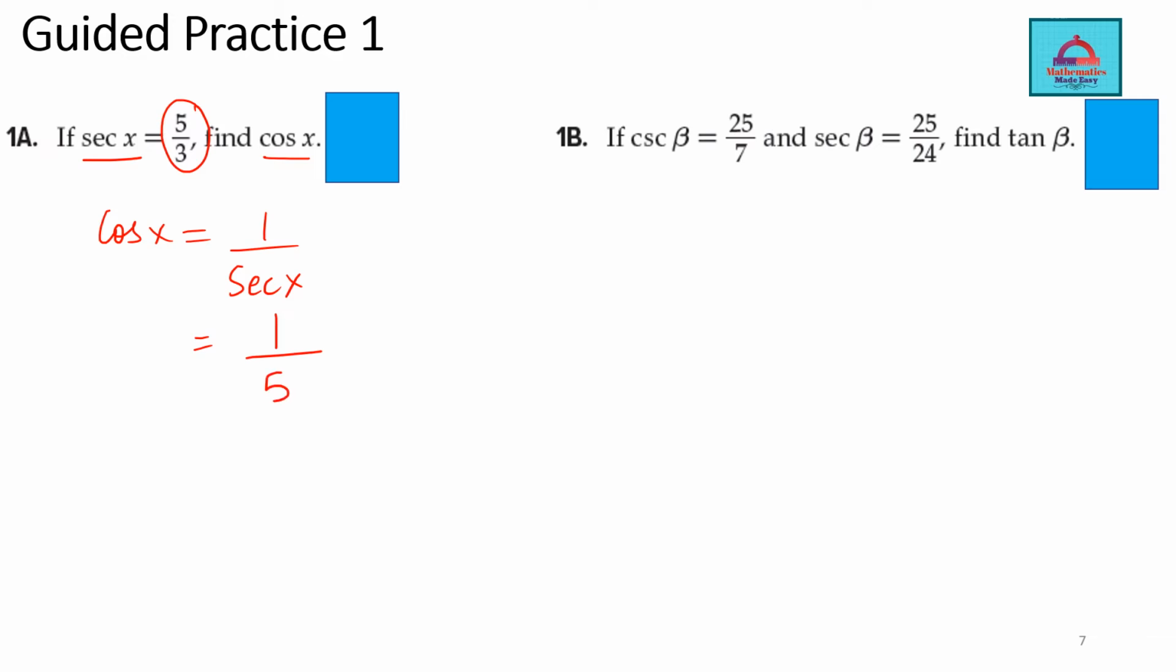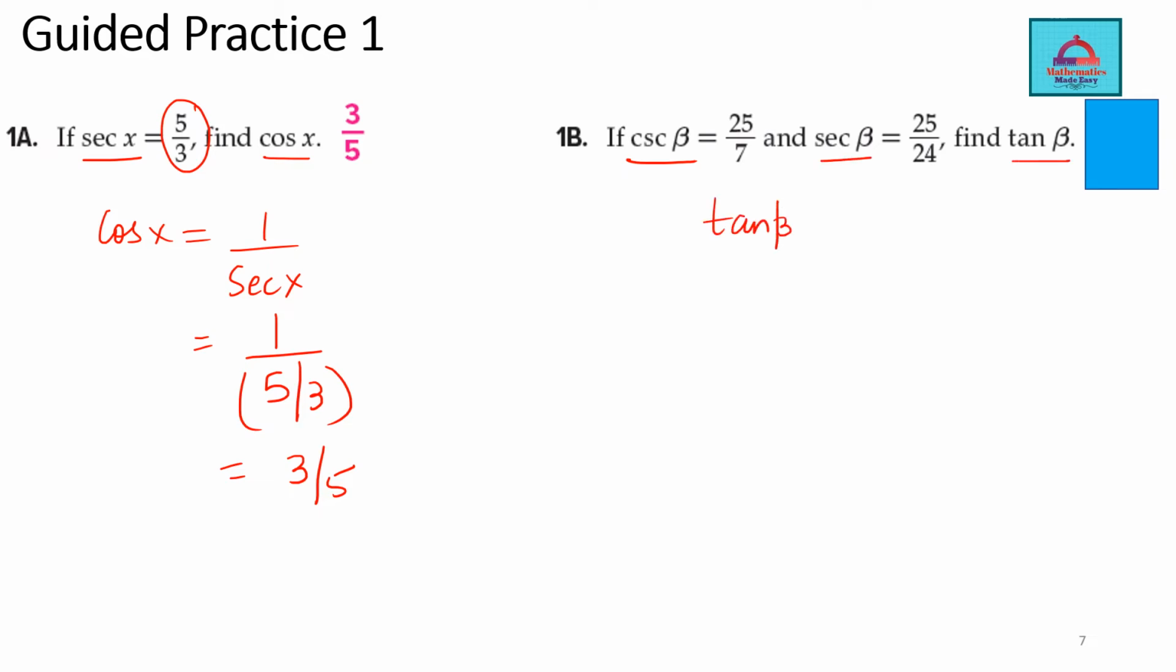So reciprocal of 5 over 3 means 5 will go down, 3 will go up. So 3 by 5 is the answer. Next, cosecant is given, secant is given, you need to find tan. Now you will use the quotient identity. Tan is sine divided by cos.